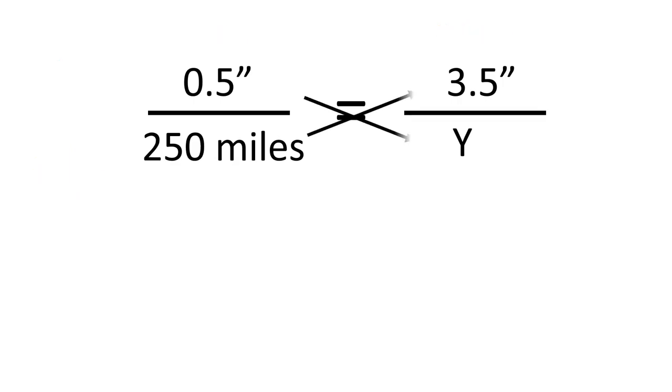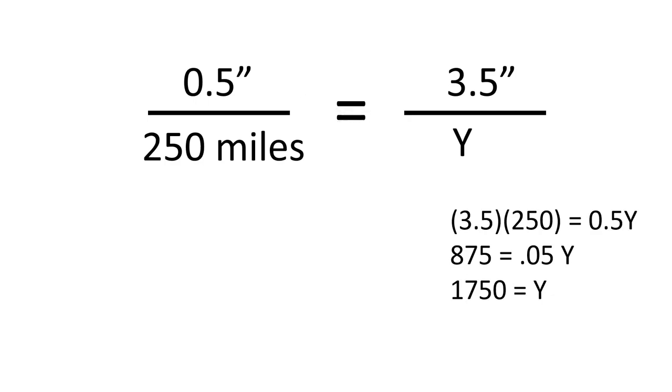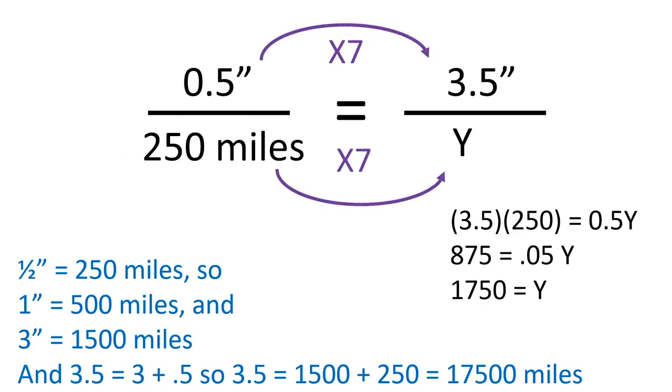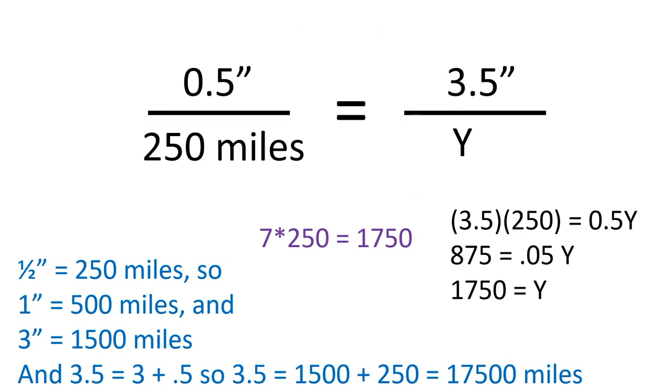We can cross multiply. Simplify the left side so we have the scale in whole inches, which gives us 1 inch equals 500 miles. Then multiply by 3 and add 250 for the half. We can notice that 0.5 times 7 is 3.5 and multiply 250 by 7. How we choose to do it depends on what patterns we see and if we have a calculator handy or not. The purple way is faster if you already have a calculator out or are really good at multiplication. But the blue way is easier to do in your head.